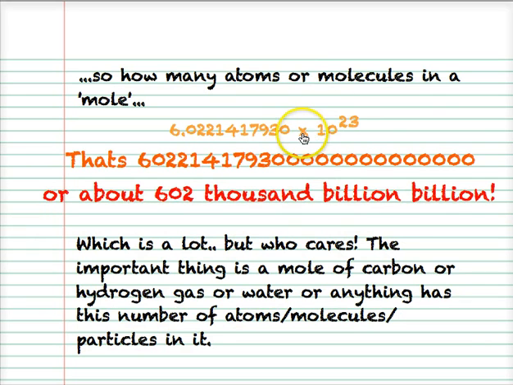So how many particles, atoms, molecules, whatever, are there in a mole? Quite a lot. 6.022 times 10 to the power of 23. That's a very large number. Or we could say 602,000 billion. That's a lot more than even grains of sand on a beach. So it's very, very big. But we don't really care about the number. The important thing is a mole of carbon, or a mole of hydrogen gas, or a mole of water, or a mole of anything has this number in it.